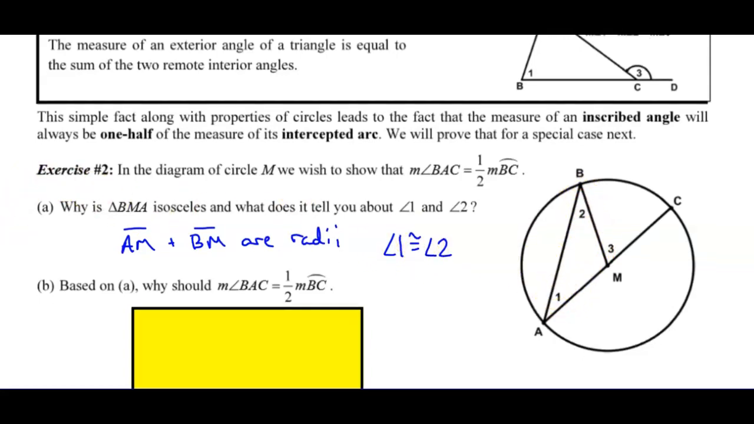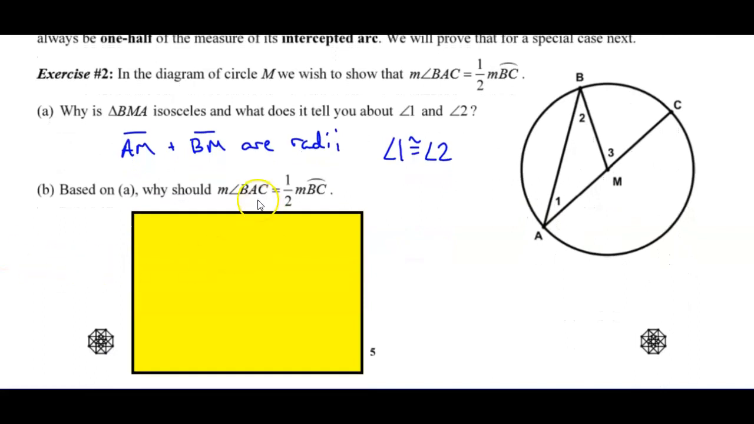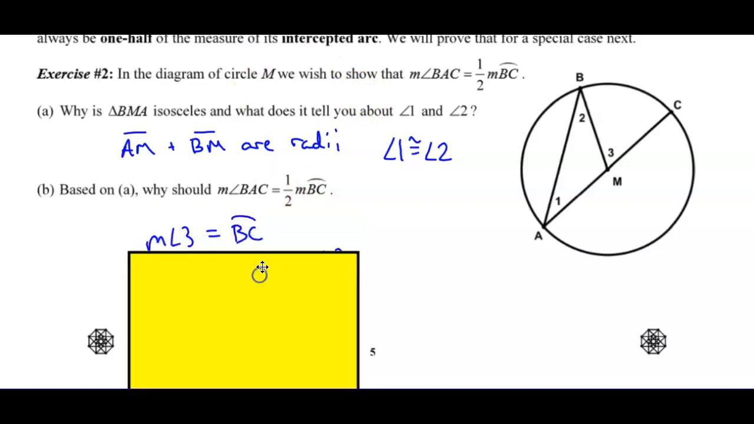So based on that fact, why should angle BAC be half of arc BC? All right, well, let's go step by step through this. First fact is that angle 3 is equal to arc BC. Think about that for a second. Why would that be? So if you think back to the last lesson, a central angle, one that's formed by two radii, is always going to be equal to the arc. Equal radii, equal arc. That's one way to remember that. Okay? So that's a statement from last time.